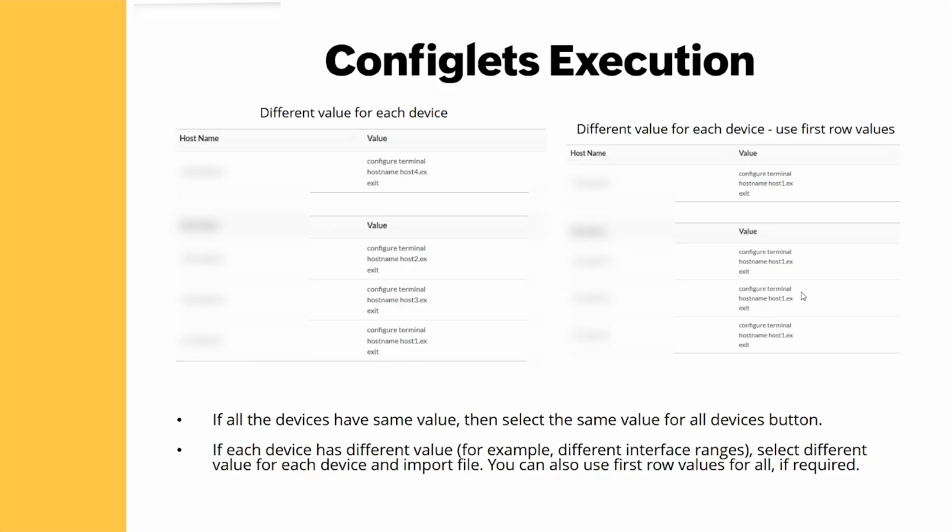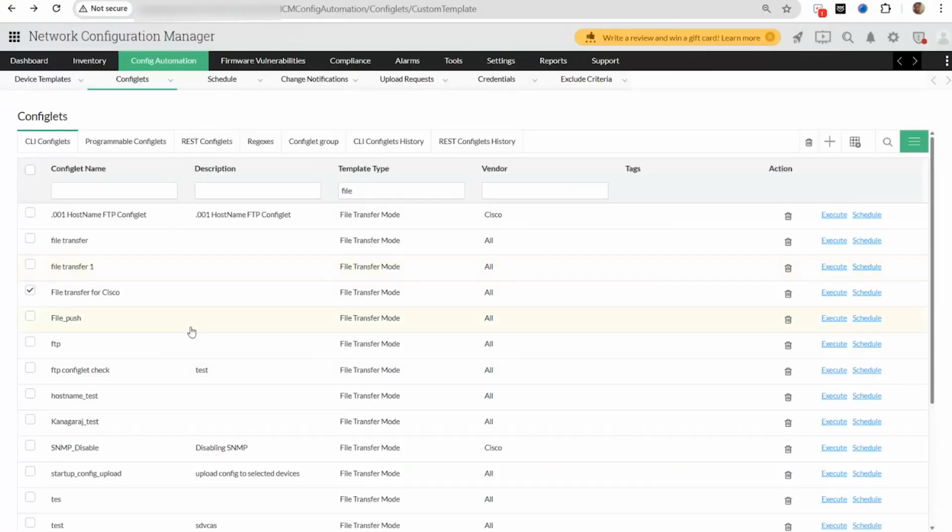Now moving on to the next topic, which is the configlet execution. Remember when we discussed the template variable selection earlier? This is where you decide to use the same value for all devices or a different value for each device. This feature is helpful when some devices need unique details, such as interface ranges or host names. Let's see this in action.